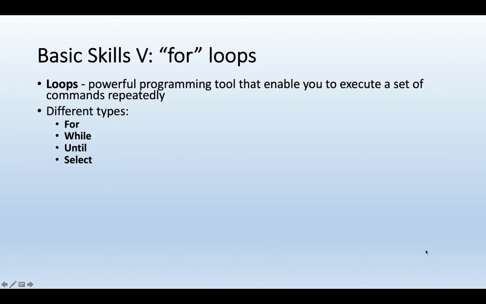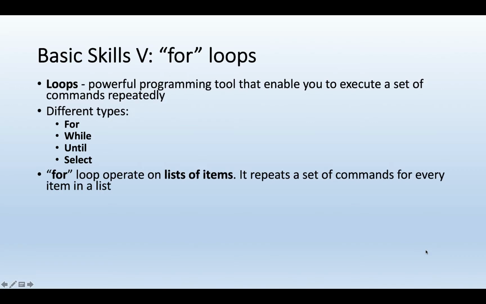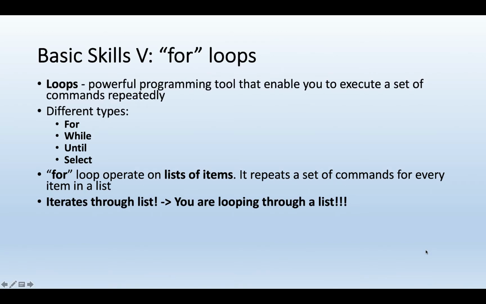Again, there are different types of loops. There's the for loop, the while loop, the until loop, a select loop. We are going to focus on the for loop in this class. And the for loop operates by working on a list of items. And what it does is it repeats a set of commands for every item in that list. So you always have to give a for loop a list. And then what it will do with that list is it will iterate through that list. In other words, it will perform a set of actions for every item in that list. So it's going to go through that list one by one and perform that set of commands. And when you do that, you're looping through the list.